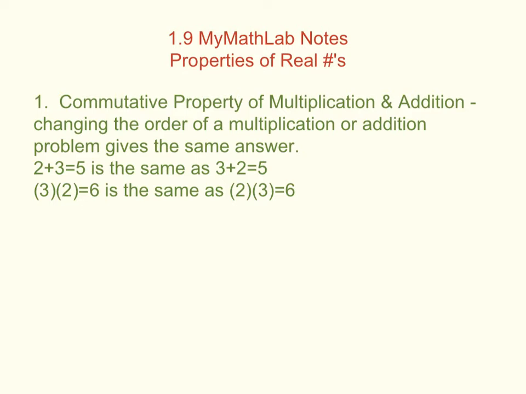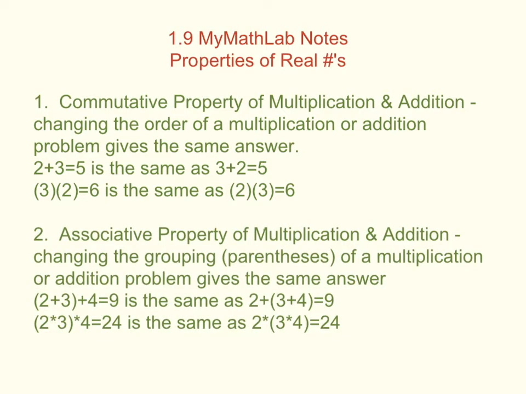So, for example, 2 plus 3 equals 5 is the same as 3 plus 2 equals 5. And for multiplication, 3 times 2 is equal to 6, and that's the same as 2 times 3 equals 6. So changing the order gave us the same answer.